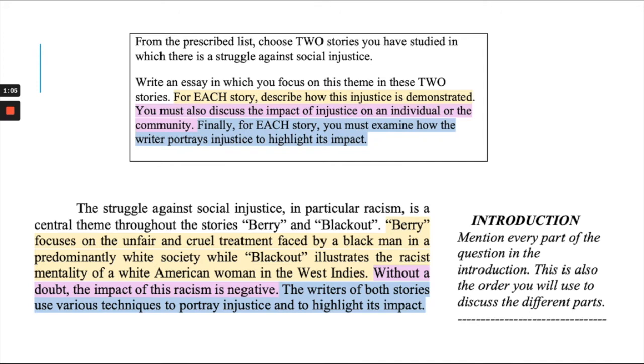The struggle against social injustice, in particular racism, is a central theme throughout the stories Barry and Blackout. Barry focuses on the unfair and cruel treatment faced by a black man in a predominantly white society, while Blackout illustrates the racist mentality of a white American woman in the West Indies. Without a doubt, the impact of this racism is negative. The writers of both stories use various techniques to portray injustice and to highlight its impact.